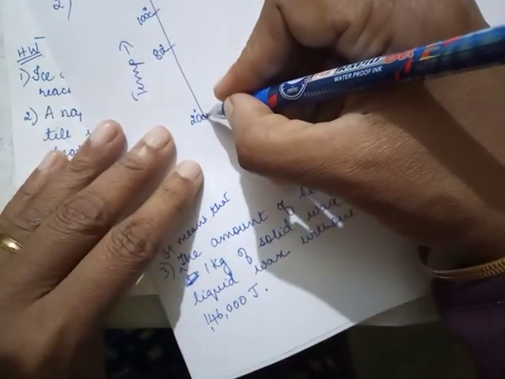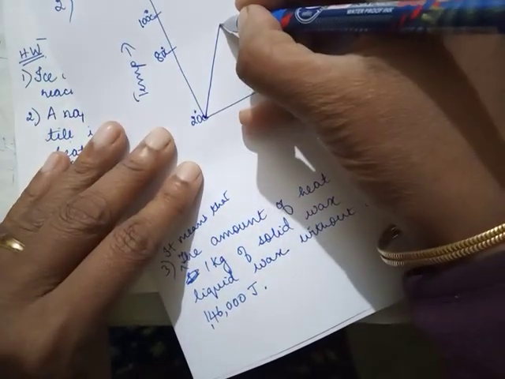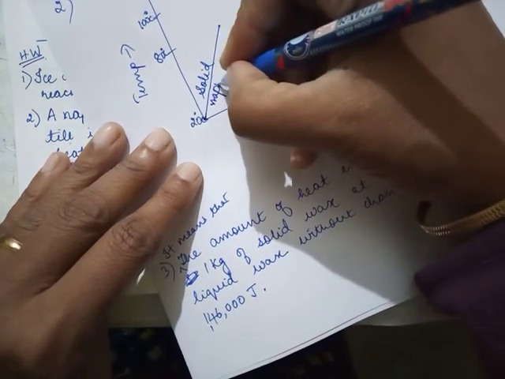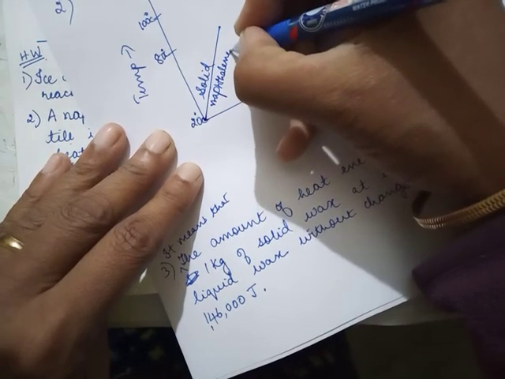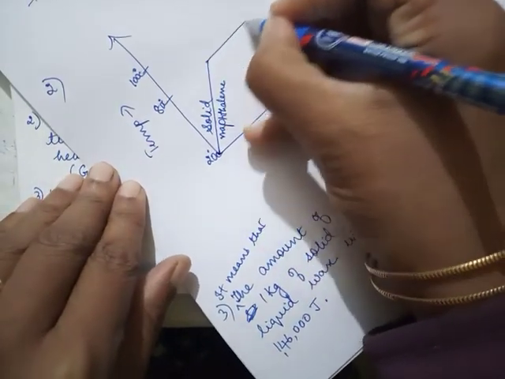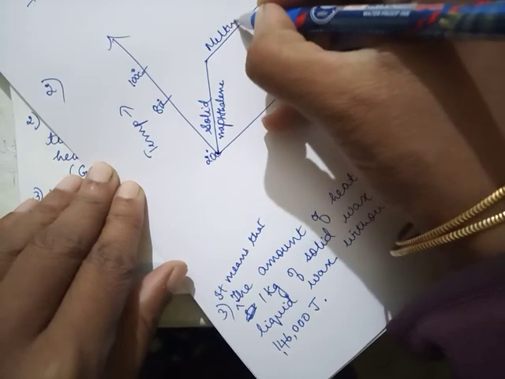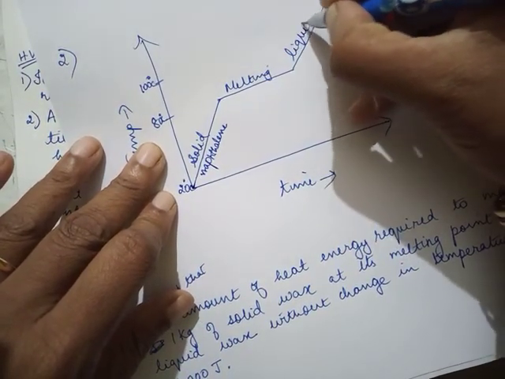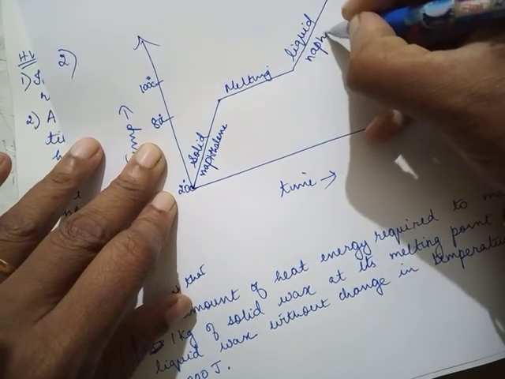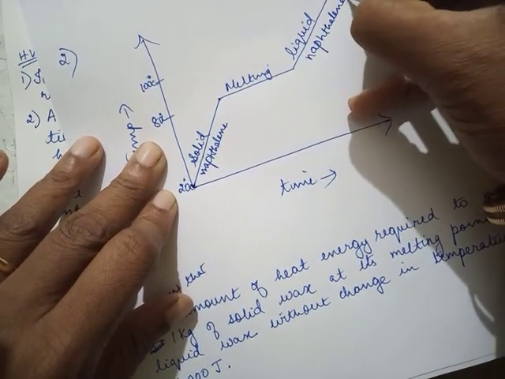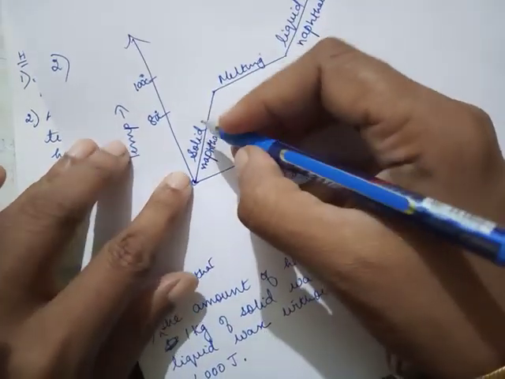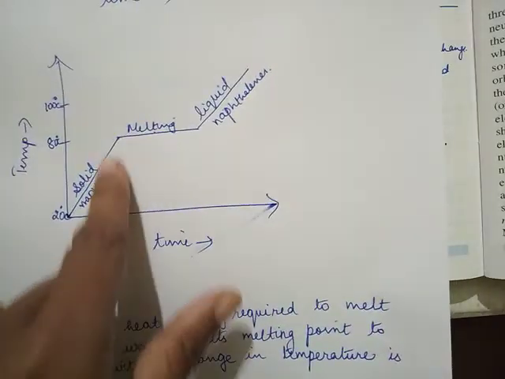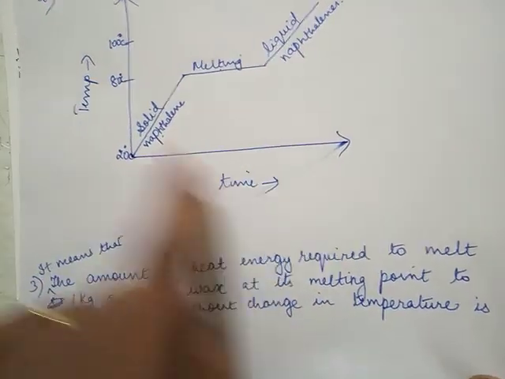Now from 20 to 80, it will be solid naphthalene. Okay, at 80, melting. Then from 80 to 100, you'll have liquid naphthalene. Many of you had again not written the state of matter: solid naphthalene, melting, liquid naphthalene. Okay, marks are allotted for this also, the temperatures and then the axes.